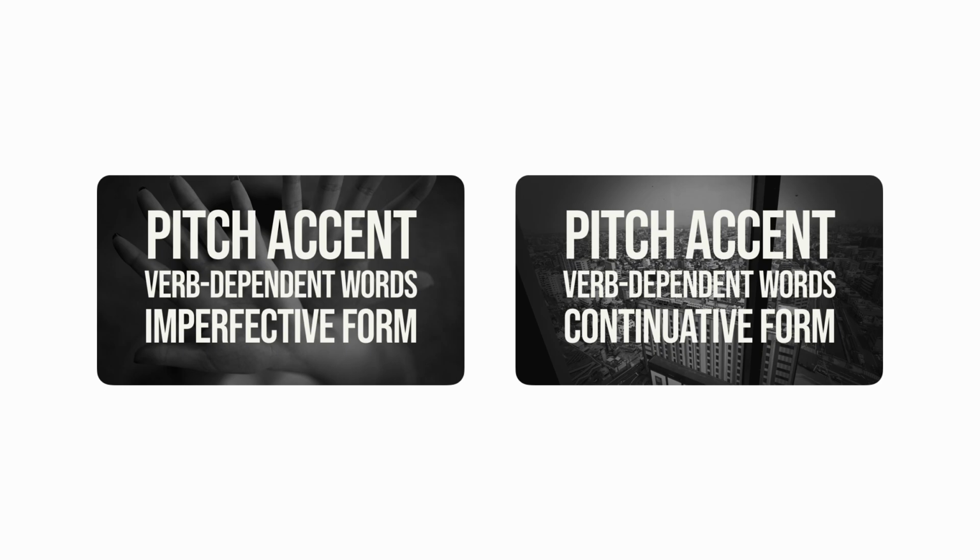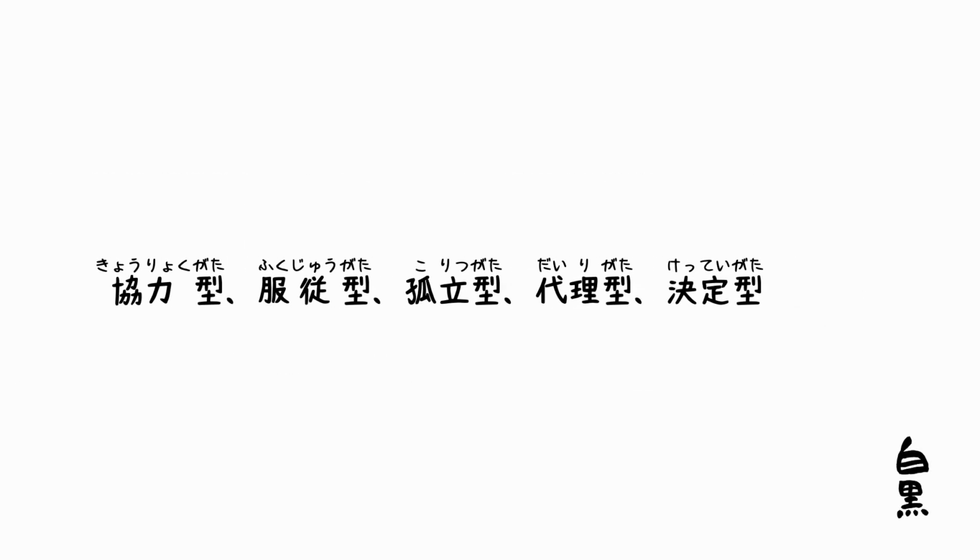If you remember, I previously categorized verb-dependent words into 5 types based on how they interact with conjugated forms in terms of pitch accent. And we've already learned these 4 types involved with dependent words that attach to the mizenke and renyoke. As for shushike, it involves these 2 types. This means by the end of today's video, you'll understand all of these 5 types. Now let's dive into these 2 types.